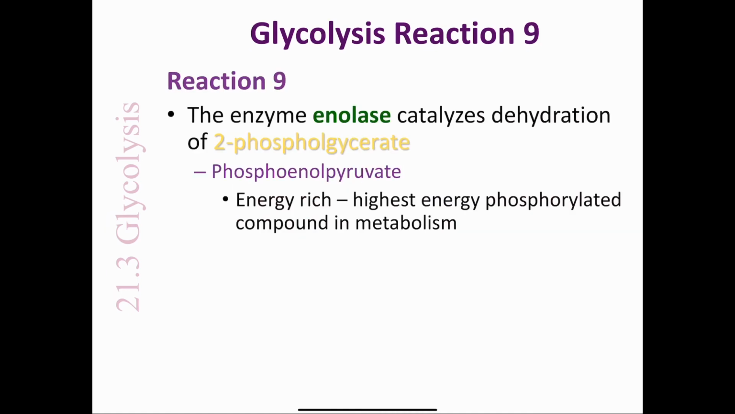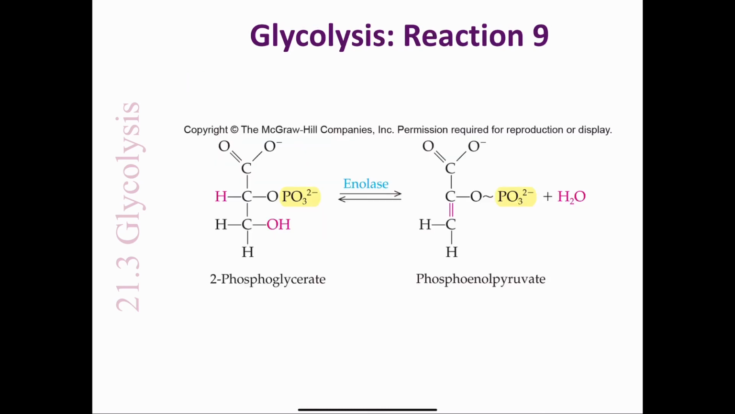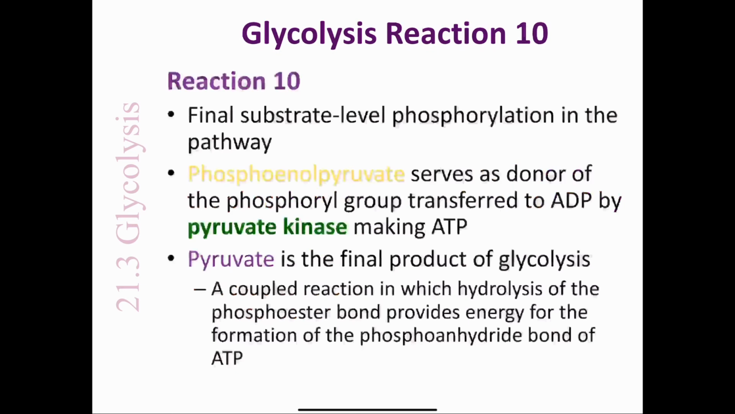In reaction 9, the enzyme enolase catalyzes the dehydration, or removal of water, of 2-phosphoglycerate. The energy-rich product is phosphoenolpyruvate, the highest energy phosphorylated compound in our metabolism. In 2-phosphoglycerate, the atoms that comprise water are highlighted, and when we lose water, we end up forming a pi bond to make phosphoenolpyruvate.